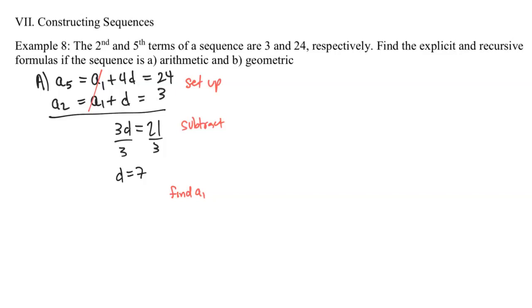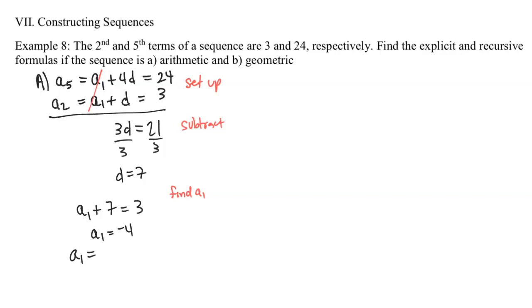If I plug into the second equation, just because that one looks a little bit easier, a sub 1 plus d, which is 7, is equal to 3. Therefore a sub 1 is equal to negative 4. Now I am ready to write my rules. I'm going to start by writing the recursive rule, because that one's a little bit easier to do.